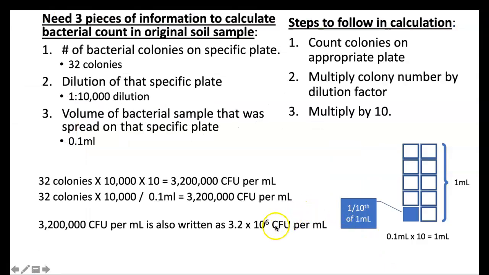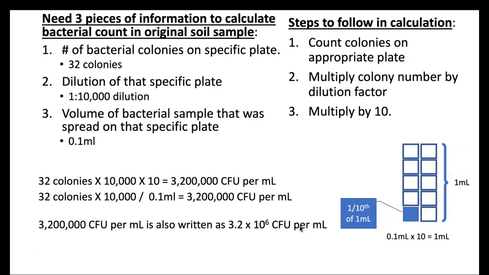And again, don't forget your units. And so we want to know what this number represents. So colony forming units, or CFUs. And also we want to know in what volume. And so imagine if I just said 3.2 million, that's a good amount of bacteria, but we really need to know in what volume that represents. So this is in 1 milliliter.